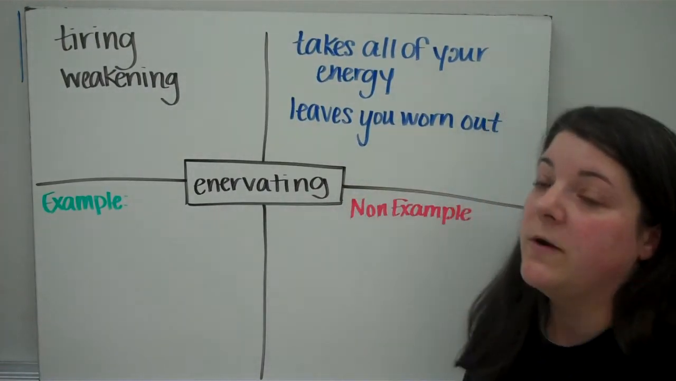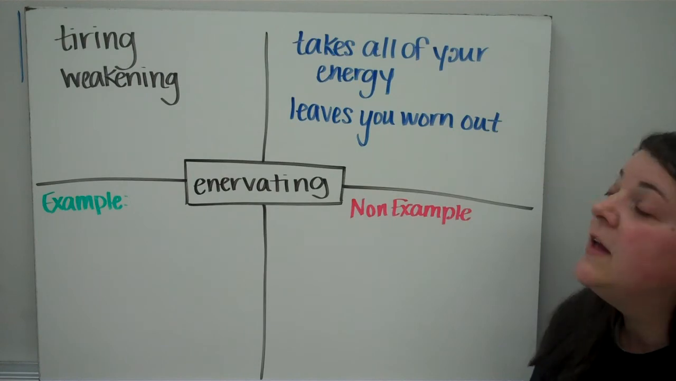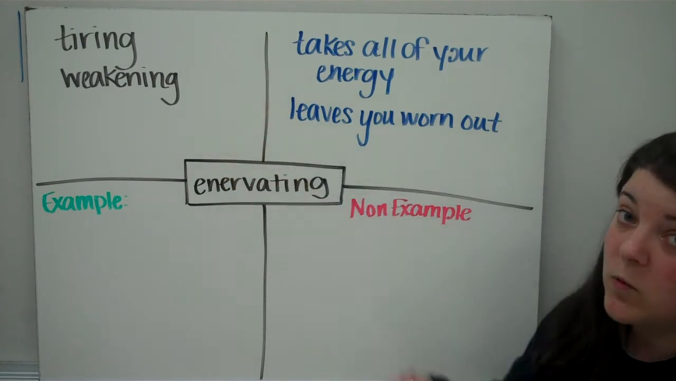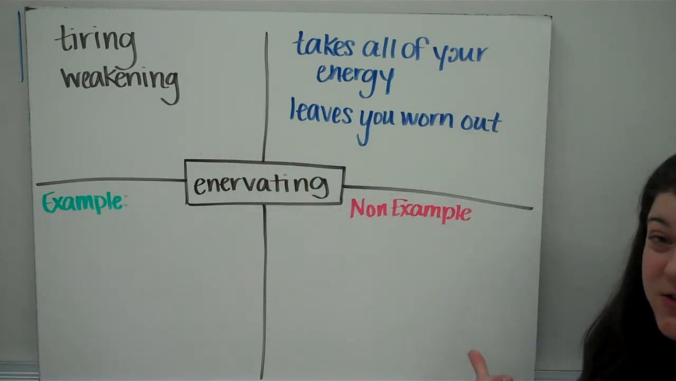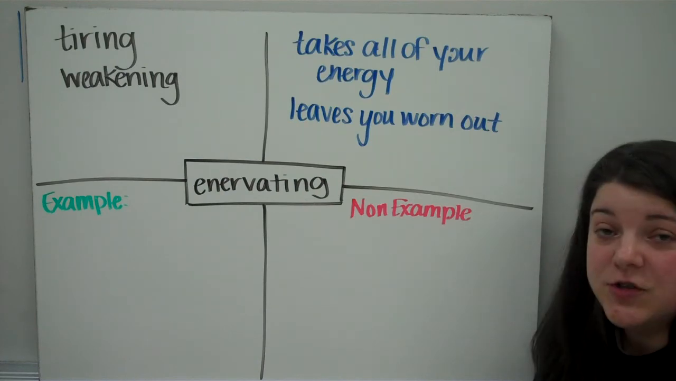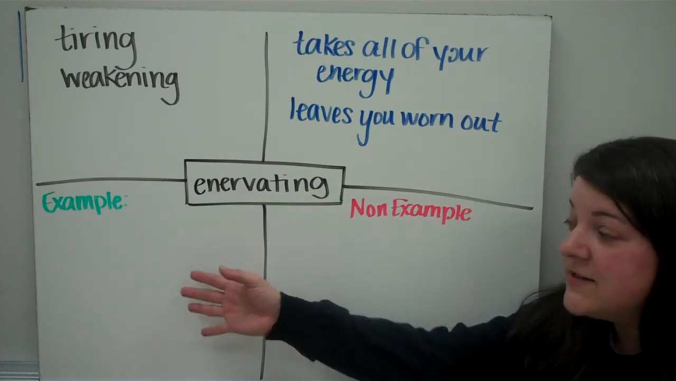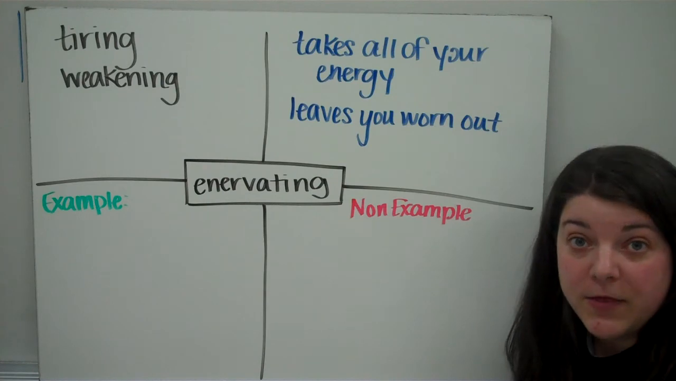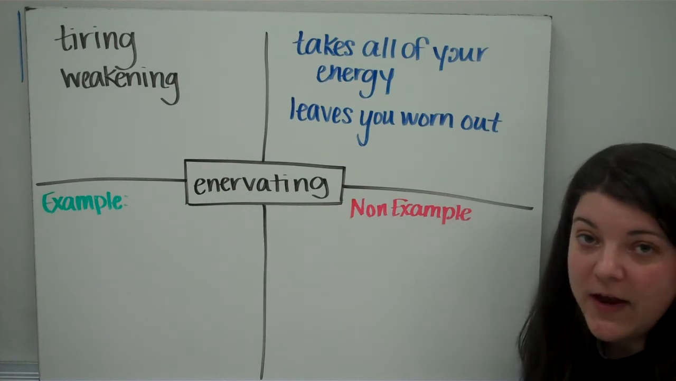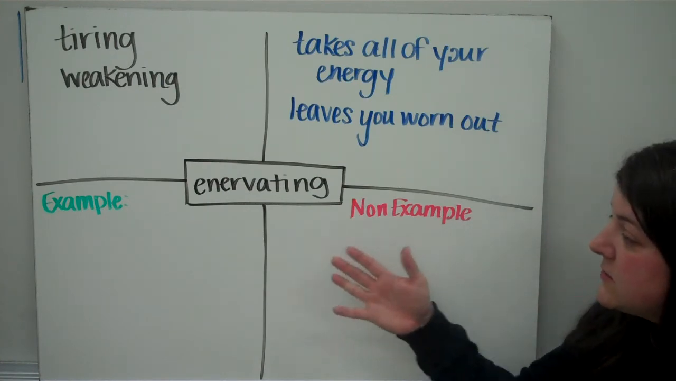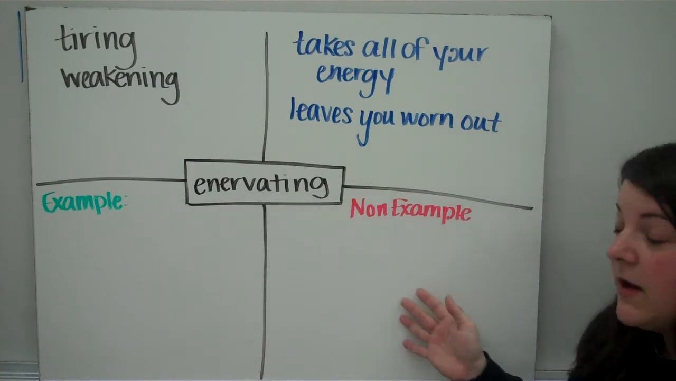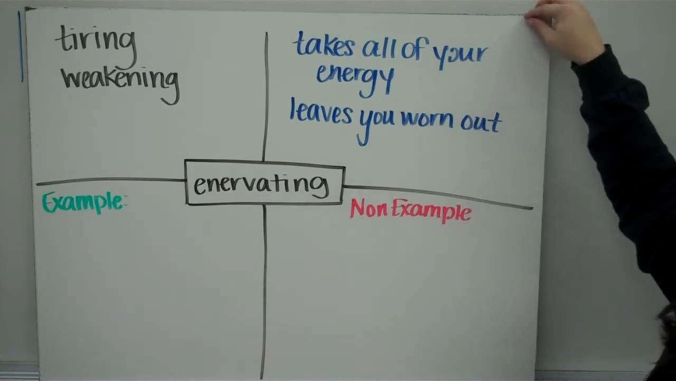Our next word for the week is enervating. Enervating means tiring or weakening. So it takes all of your energy and it leaves you completely worn out. An example for me might be running 3 miles. That's enervating for me. It wears me out. So you want to give an example from your life and a non-example.